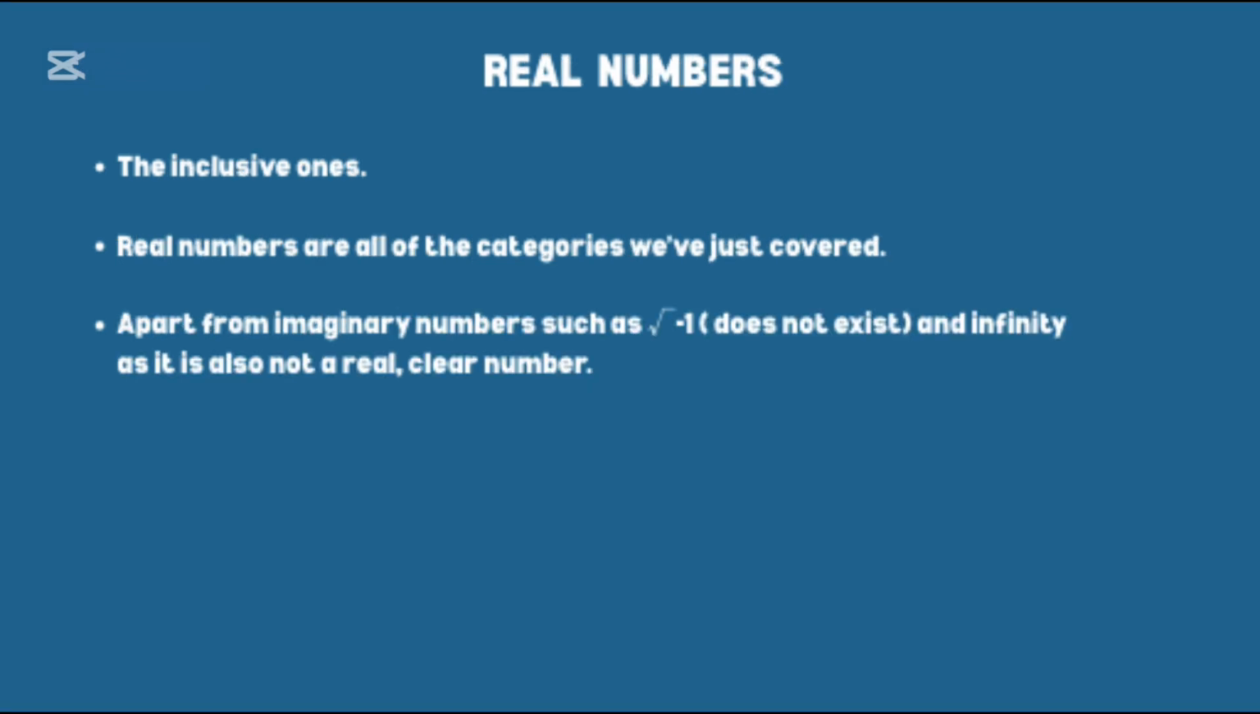Last one, guys. Stay with me now. The real numbers. These are the inclusive ones. So the real numbers are all of the categories we've just covered, apart from the imaginary numbers such as... I cannot read that. Okay, now that I've had my mini stroke, it's the square root of -1, because it doesn't exist, and infinity, because it's not a real, clear number.